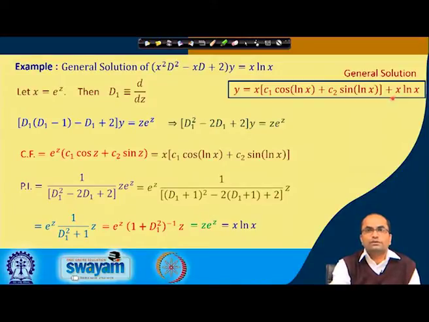So, general solution is given by y is equal to the complementary function, which is given here x times c1 cos ln x plus c2 sin ln x, and plus this particular integral, which is x ln x. So, this will satisfy our given equation. It has these two arbitrary constants. So, this serves as a general solution of the given non-homogeneous equation with non-constant coefficients, or the Cauchy-Euler equation.